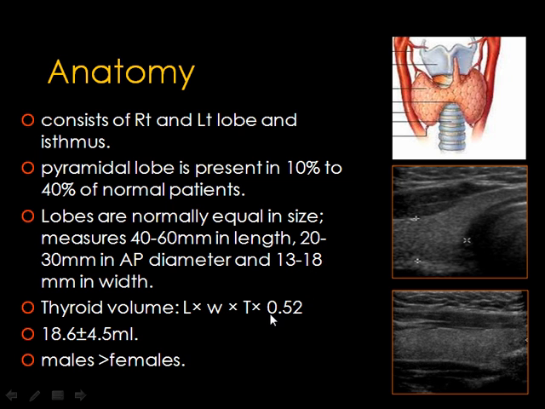Thyroid volume might be useful to determine the size of the goiter to assess the need for surgery or to evaluate the response to suppression treatments. The method commonly used to calculate thyroid volume is based on the ellipsoid formula, which is length times width times thickness times 0.52. The normal mean thyroid volume is 18.6 plus or minus 4.5 mL. The volume in males is slightly greater than in females.